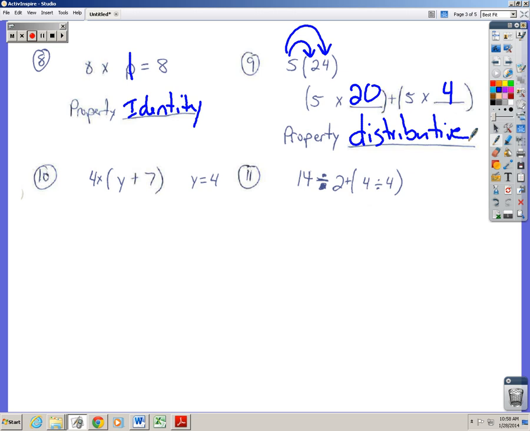Number 10, it looks like we have to evaluate again. We'll put in a 4 for our y. Please excuse my dear Aunt Sally. 7 plus 4 gives me 11. 4 times 11 is 44.